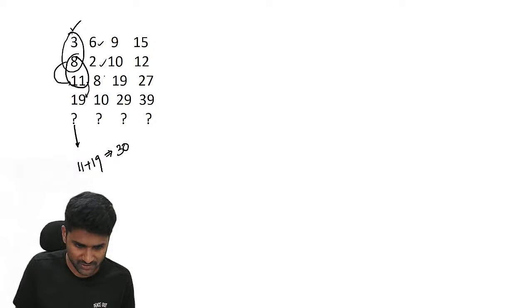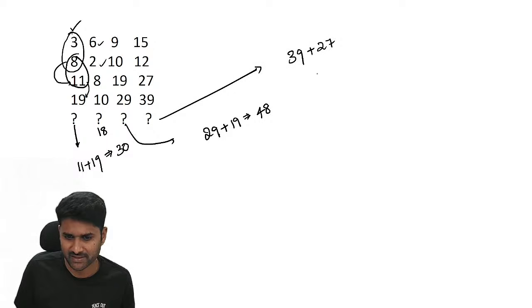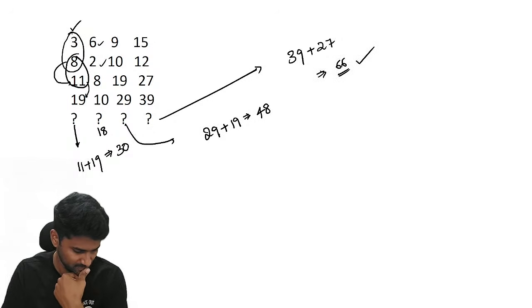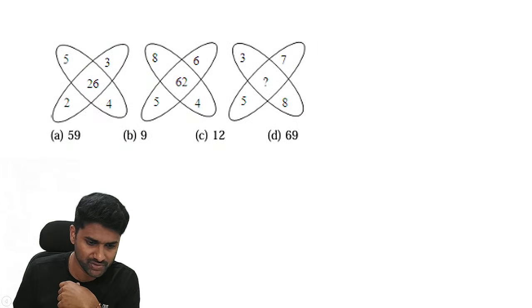The same follows: 6 plus 2 is equal to 8. 8 plus 10 is equal to 18. And if you want this number, 29 plus 19 is equal to 48. If you want this number, 39 plus 27 is equal to 66. These are the numbers. Next, move on to this question.